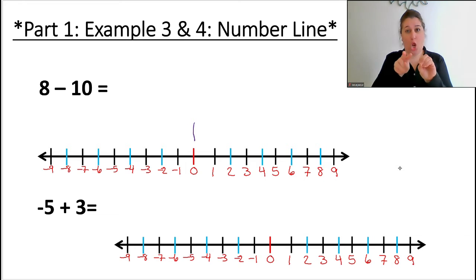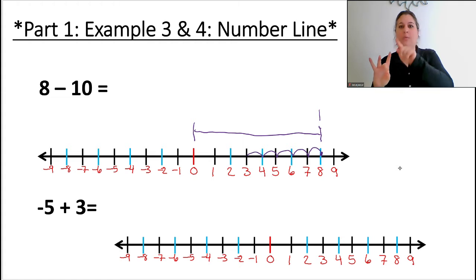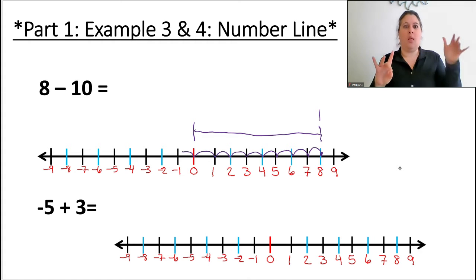Start at 0. I'm going to go all the way to 8. Then from 8, I'm going to go 10 jumps to the left, because it says minus. Minus, you get smaller. When you go to the left on the number line, you get smaller. When you go to the right, you get bigger. So I'm going to go 1, 2, 3, 4, 5, 6, 7, 8, 9, 10.